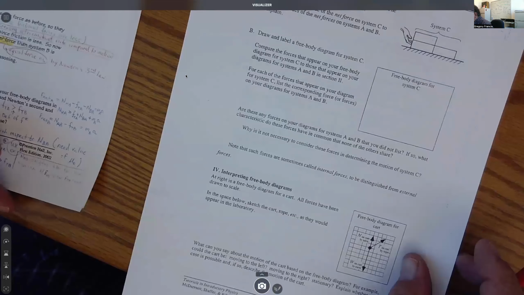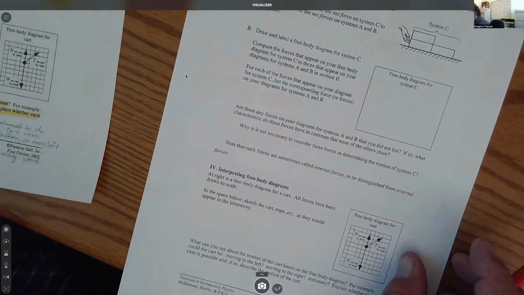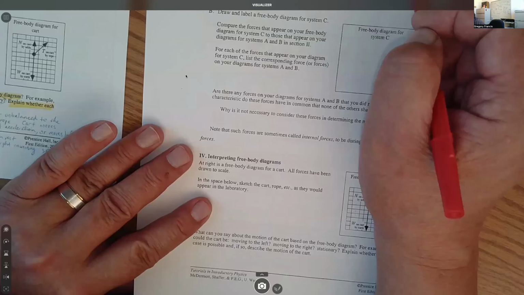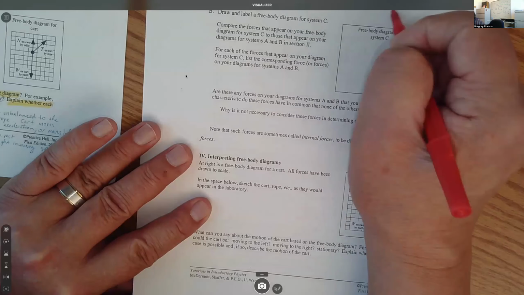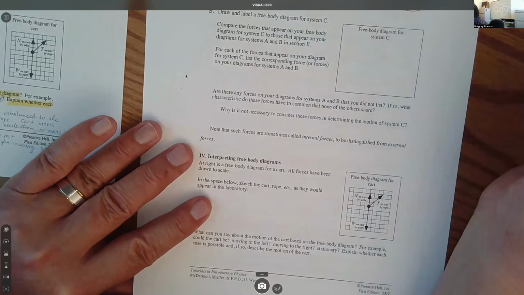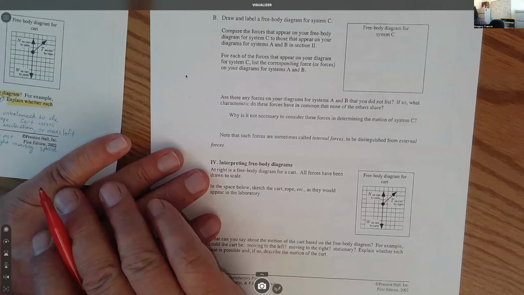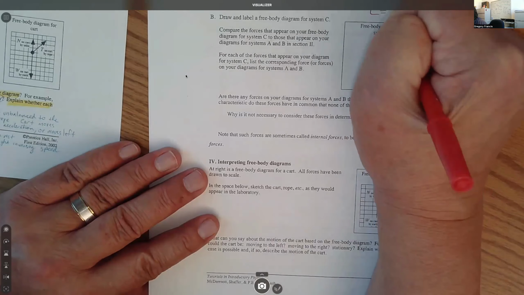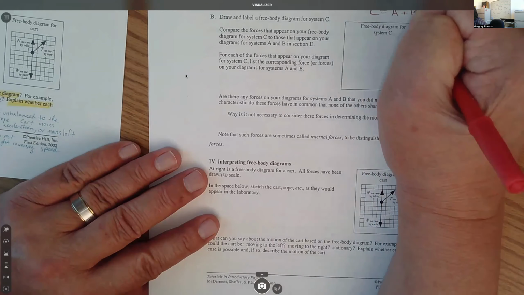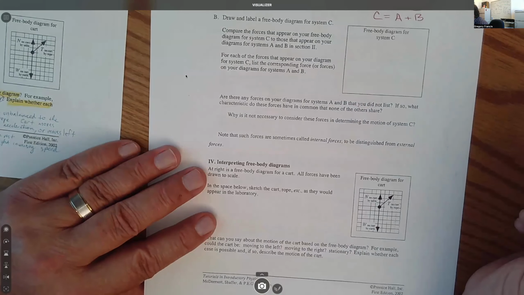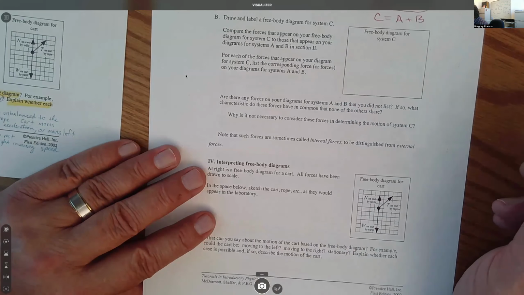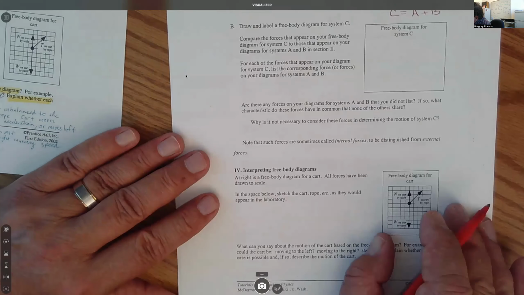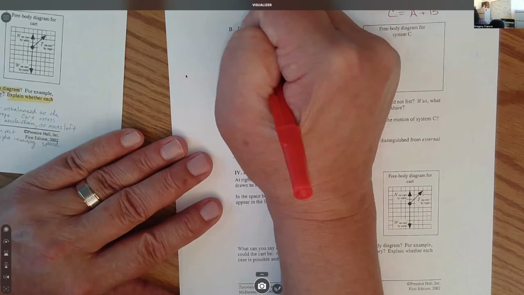Now, we've done this several times in other tutorials. We are going to define a new system. We're going to lump all three of those bricks together. Essentially, we're going to define a system where C is equal to system A plus system B. And we want to compare the net force on C to the magnitude of the net forces on A and B.